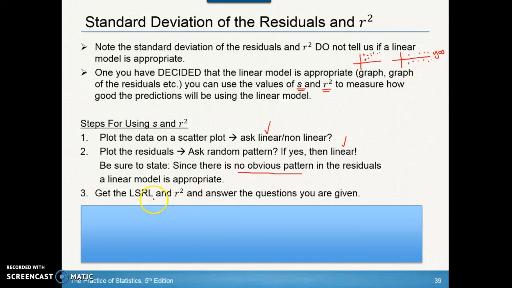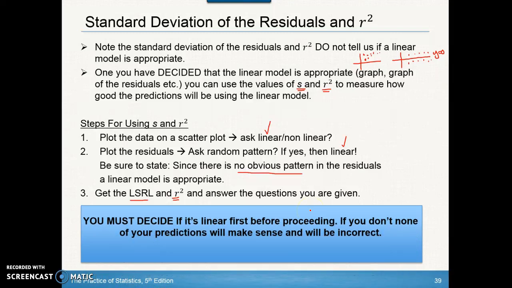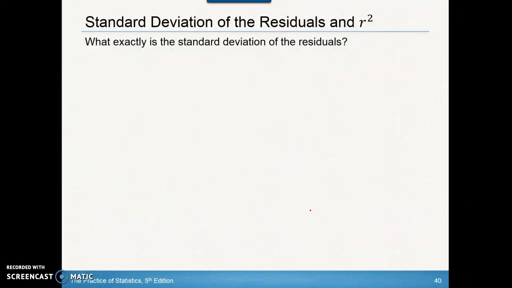Then you can go ahead and get the least squares regression line and use R squared and your standard deviation of your residuals to answer your questions. Please, please, please make sure you understand that you have to decide if it's linear before you proceed. If it's not linear, none of our predictions are going to be correct or make sense.